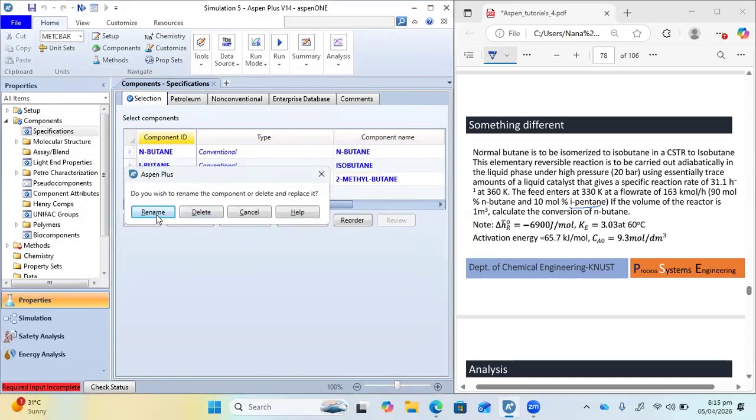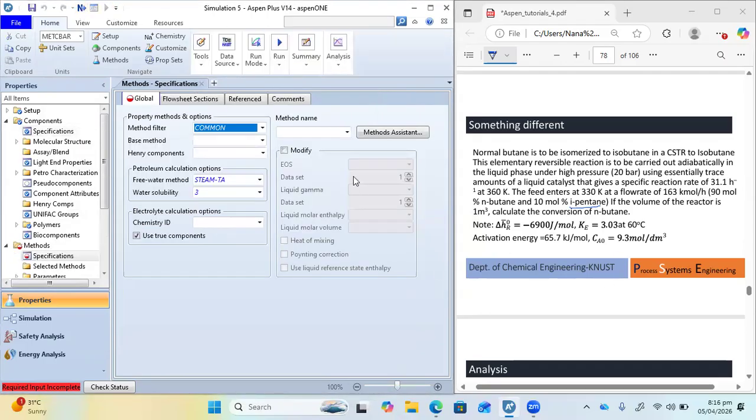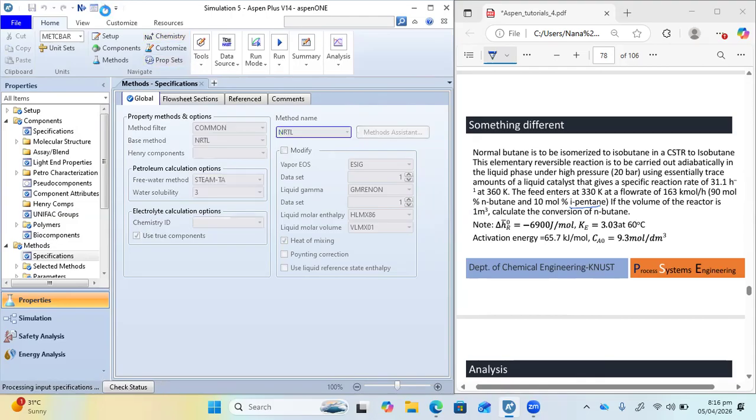Okay, so just rename. Then we'll choose our property method. So we can work with Peng-Robinson. We are dealing with liquids. So normally when it comes to liquids, I really like working with NRTL, but we've already spoken about how to choose your property method, so you can choose the one that would be most convenient. I would keep it on NRTL and then we'll just run it and see. Let's come to the main simulation interface.